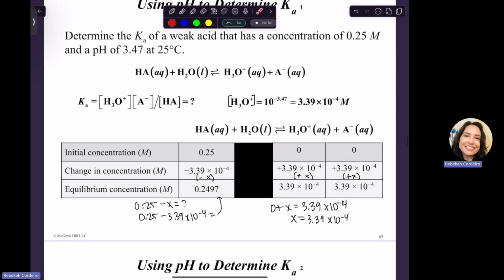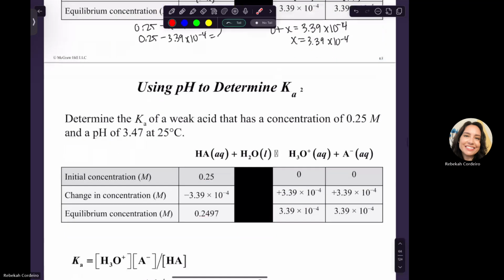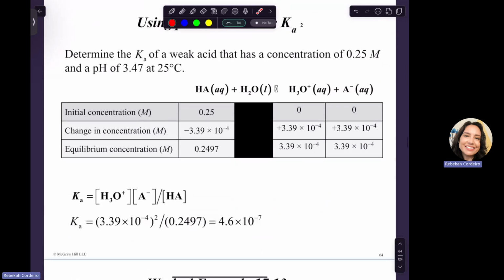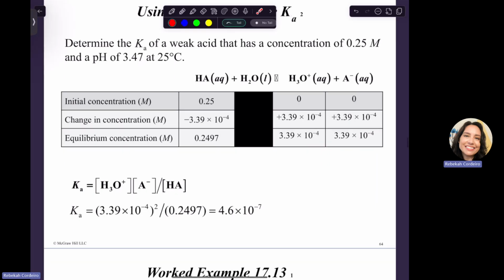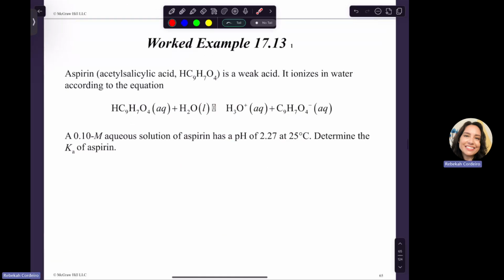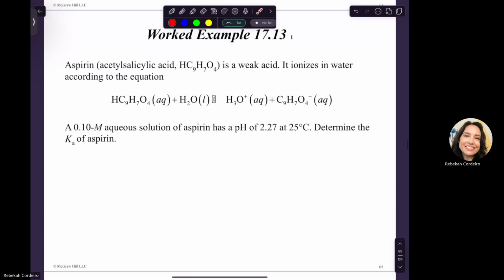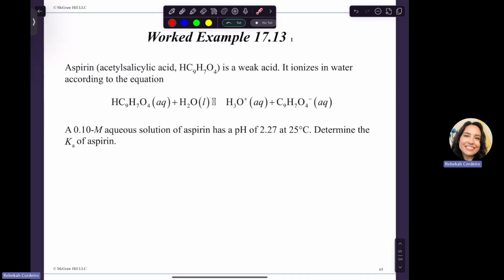And then once you have all three of these numbers, we're going to plug into K to solve for Ka. Once we have these three numbers, we'll plug in and we'll get our K value. So you can use K to help you find pH. You can use pH to help you find K. It's all just manipulation of ice tables. So here's an example. Here's a pH, here's the initial concentration, find K.